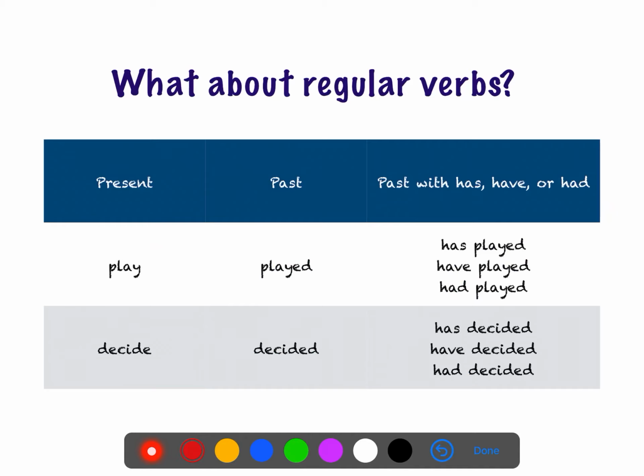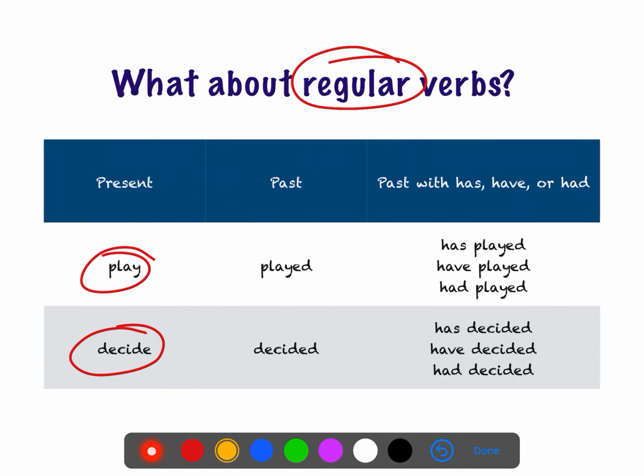Before we start discussing irregular verbs, let's ask this question. What about regular verbs? Verbs like play and decide. If I want to change the verb play to the past, I just add ed. And if I want to change it to the past using it with one of the helping verbs has, have, had, I just add ed to the ending of it.